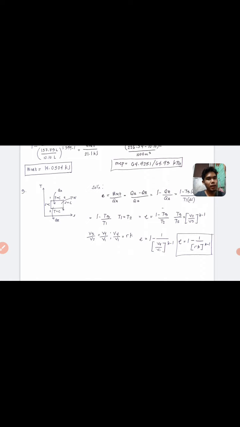So we have here the formula for the efficiency now: 1 minus 1 over V4 over V1 raised to K minus 1. Since V4 over V1 is also equal to Rk, our efficiency now is E is equal to 1 minus 1 over Rk raised to K minus 1. Now let's proceed to question number 4.